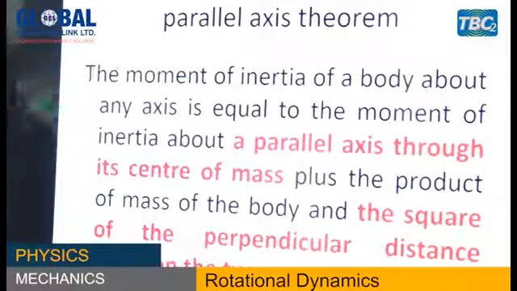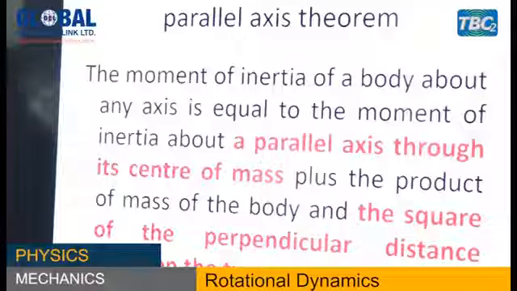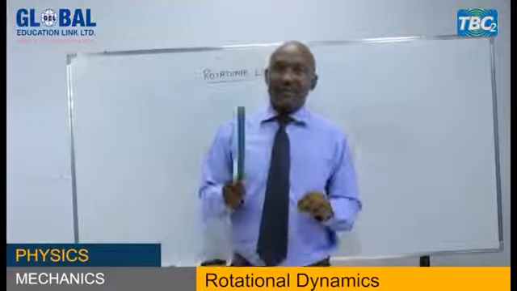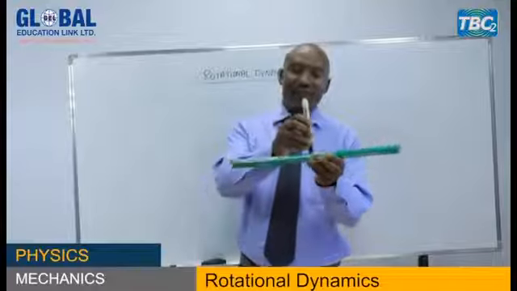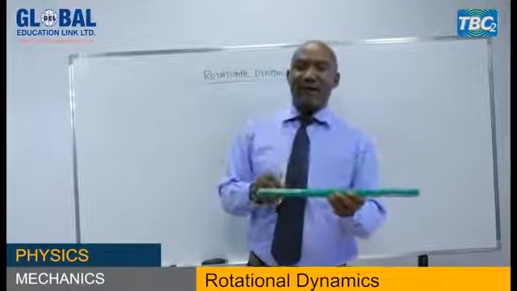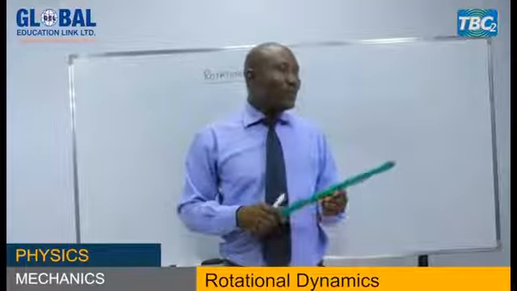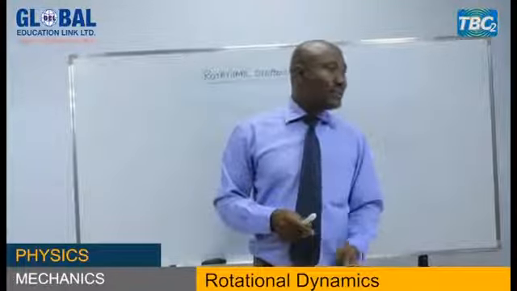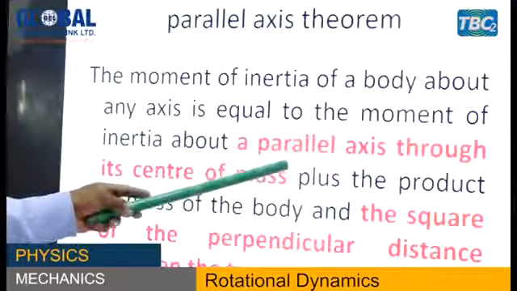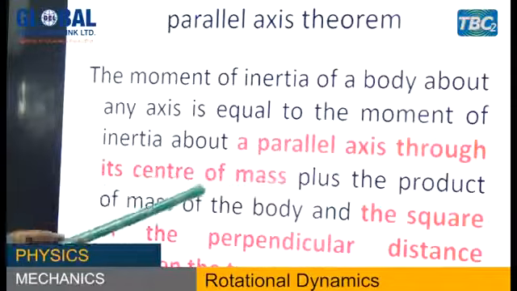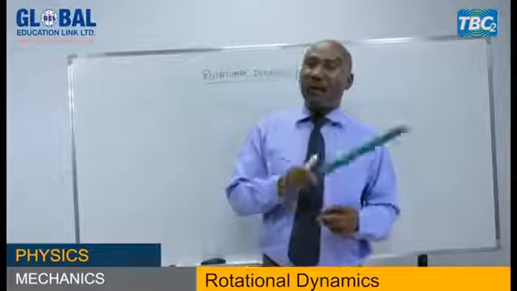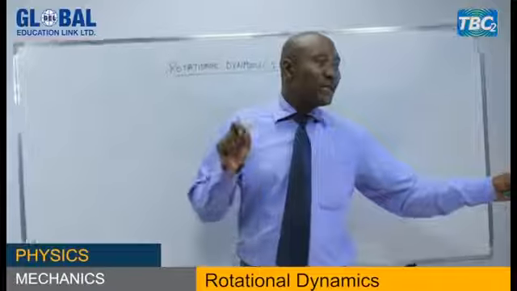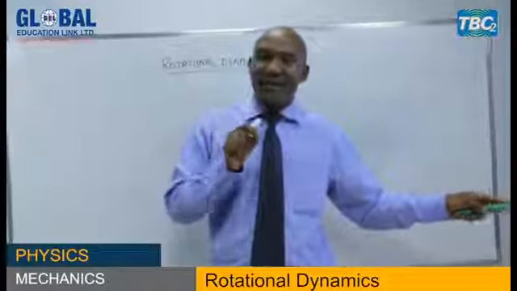Now, the theorem says what? The moment of inertia of a body about any axis. We said before it was passing through the center. Now the question is, suppose it is not passing here. It is passing at the end, somewhere. How do you find that? We are told this moment of inertia will be equal to the moment of inertia about an axis through its center of mass.